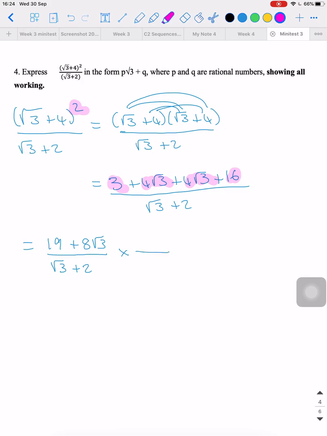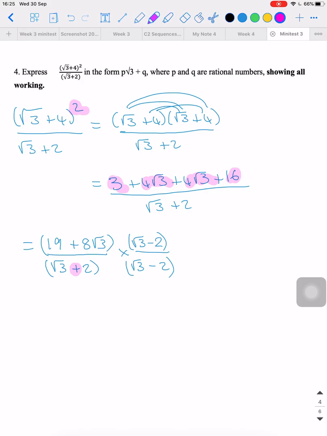So I'm going to multiply through by the same as that denominator, but with the sign changed, so root 3 minus 2. And I'm not changing the fraction, I want an equivalent fraction, so I'll need to multiply the numerator through by the same thing.